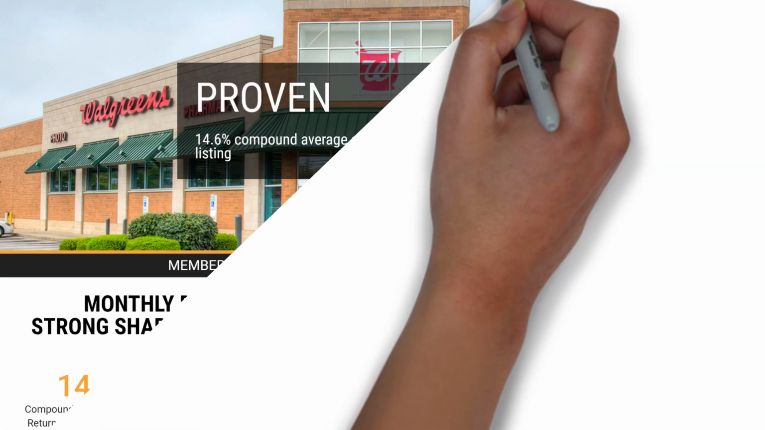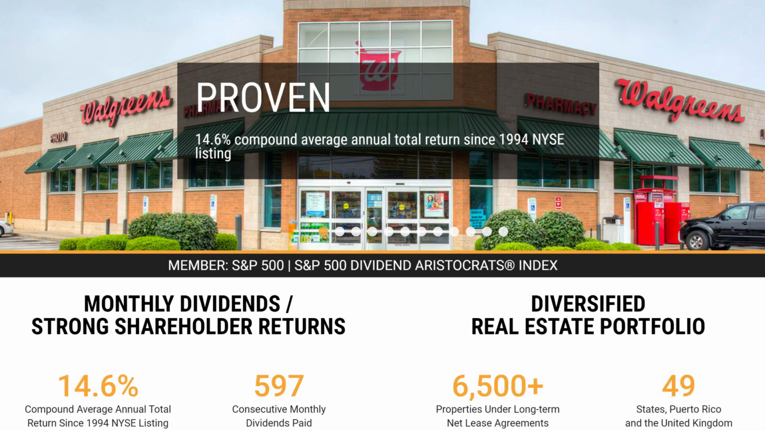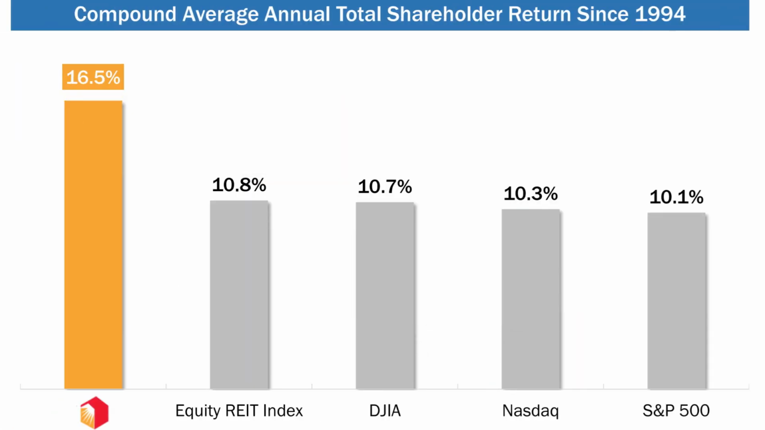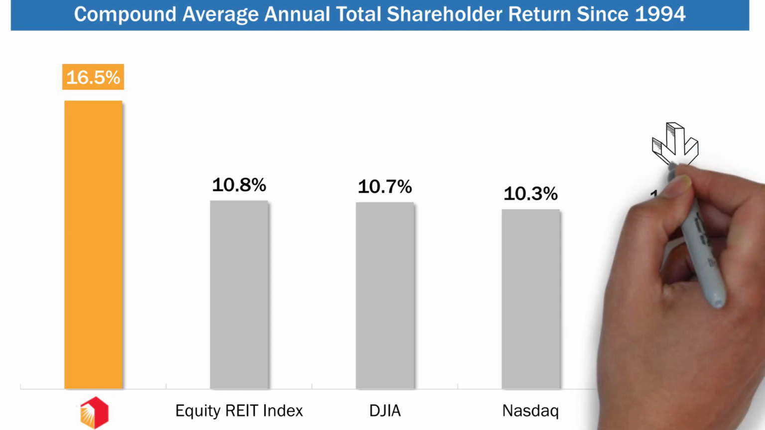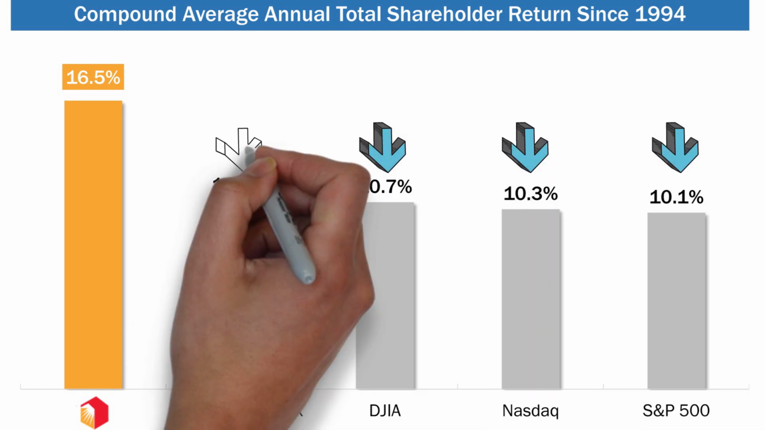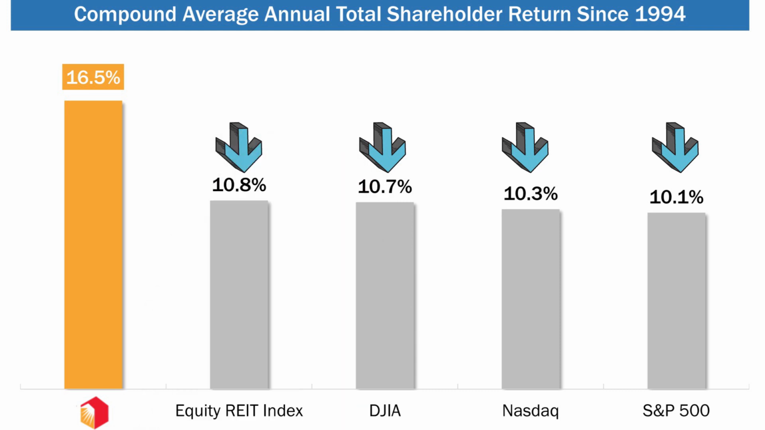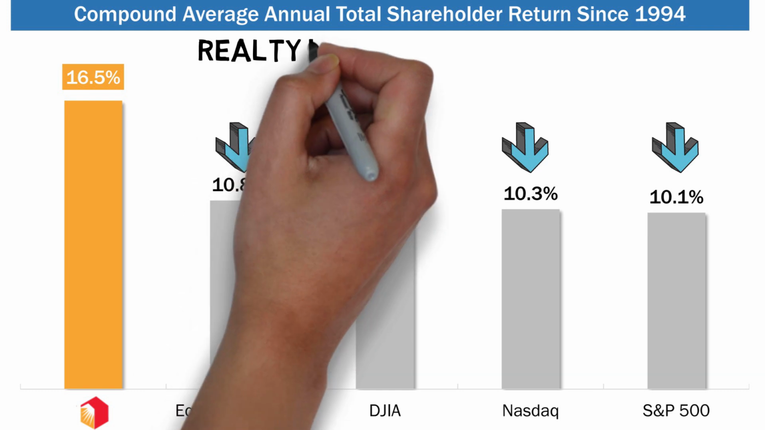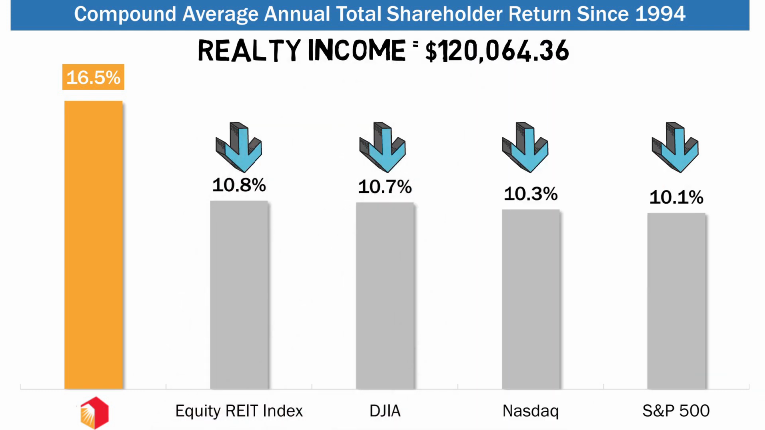The absolute best REIT, in my opinion, is Realty Income, ticker symbol O. What makes it so special? Well, for starters, it has beaten the S&P 500, NASDAQ, Dow, and the equity REIT index by a huge margin since 1994. In fact, $10,000 invested 20 years ago would now be worth $120,000. By comparison, $10,000 in the S&P 500 20 years ago would only be worth $31,000.